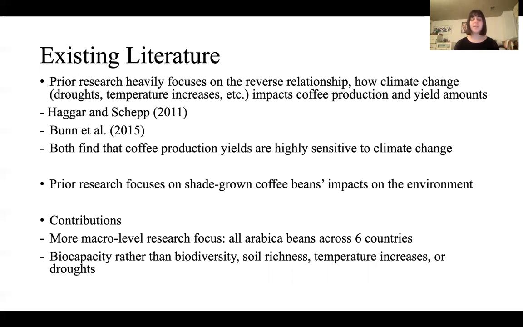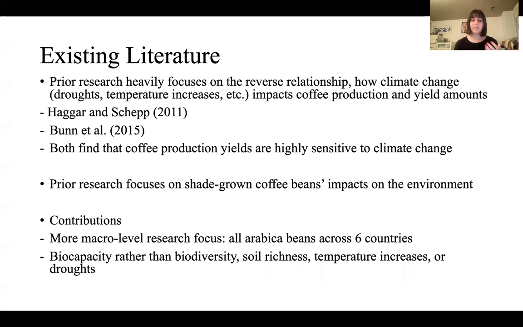As I stated again, I'm putting that relationship between Arabica coffee production, shade-grown environments, and environmental benefits all to the test. And so to do this, I'm examining a much more macro level question. I'm not just focusing on one Arabica coffee bean. I'm not just focusing on one country. I'm examining all Arabica coffee bean production across 6 countries. I also focus on biocapacity rather than biodiversity, soil richness, temperature increases, or droughts, because I find that when examining a much more macro level question, it's much more beneficial to have a more broad indicator of environmental sustainability.